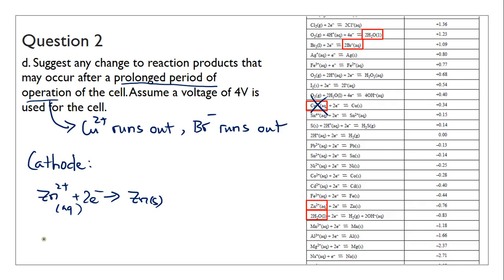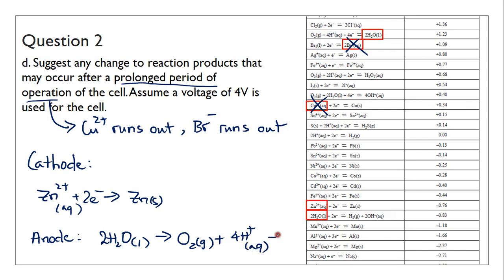At the anode, similarly, if all the bromide ions run out, the next strongest, well, there's only one other reducing agent anyway, which is water, is going to react instead. So you're going to have oxidation of water to produce oxygen gas. Okay, so whenever the questions say prolonged period of time, I think it's safe to assume that it's asking you to consider what would happen if the original oxidizing and reducing agent that were reacting have now reacted completely and run out, and you move on to the next one.